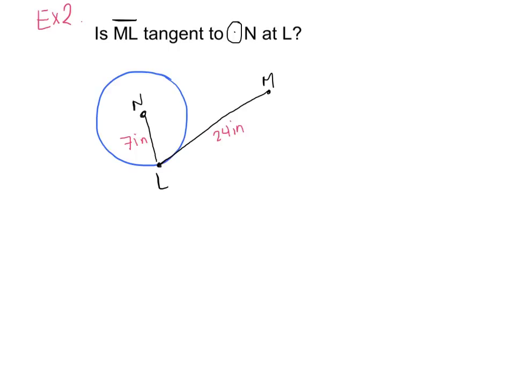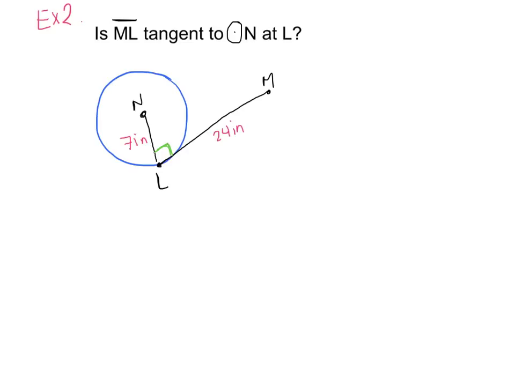For example 2, the question is: is segment ML tangent to circle N at L? Is this segment right here tangent to this circle? If it were tangent, then this angle right here would be 90 degrees. So how can we test to see if it is?